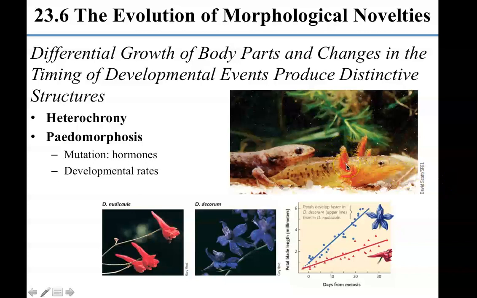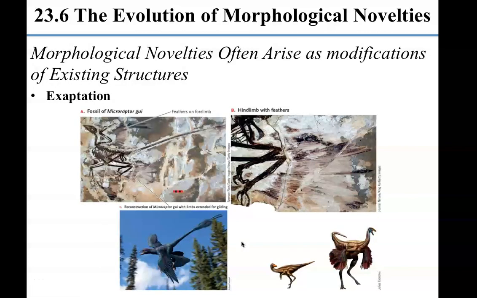And so what happened here is there was a mutation that basically allowed them to maintain sexual maturity while retaining the juvenile form. So this is an example of how a new species can form just due to the changes in their developmental patterns. All right, and there's an example from flowers, but I won't talk about it.